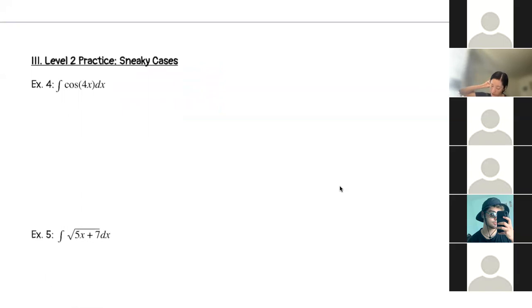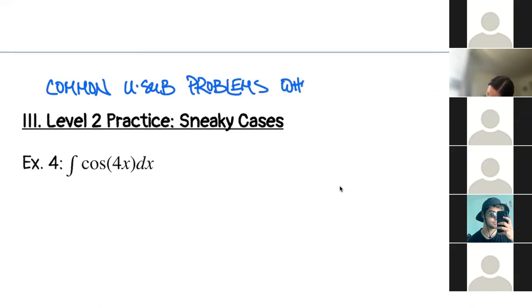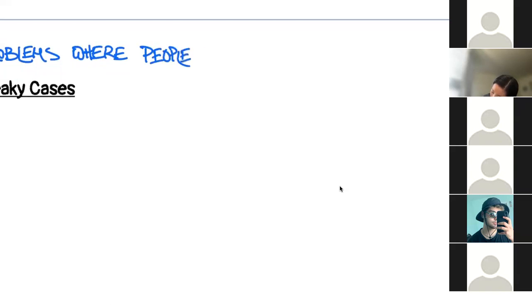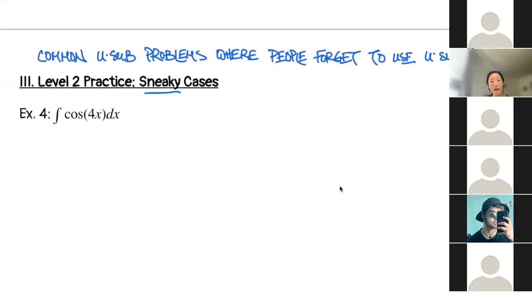When we move on to level 2, you'll notice that I call this one some sneaky cases. The reason I call it sneaky cases is because these are very common U sub problems where people forget to use U sub. But I want us to remember, we're going to have to use U sub. We'll spend some time practicing the sneakier cases. They're not necessarily hard. In fact, sometimes they're so simple that we just forget to use it.